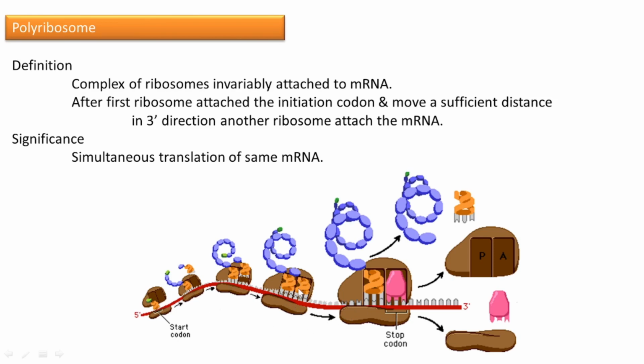And this results in the simultaneous translation of the same mRNA. Because of that, there will not be any shortage of the protein that needs to be translated from this mRNA. That is polyribosome. I think it's clear for you. With this, we can finish today's class and section here.